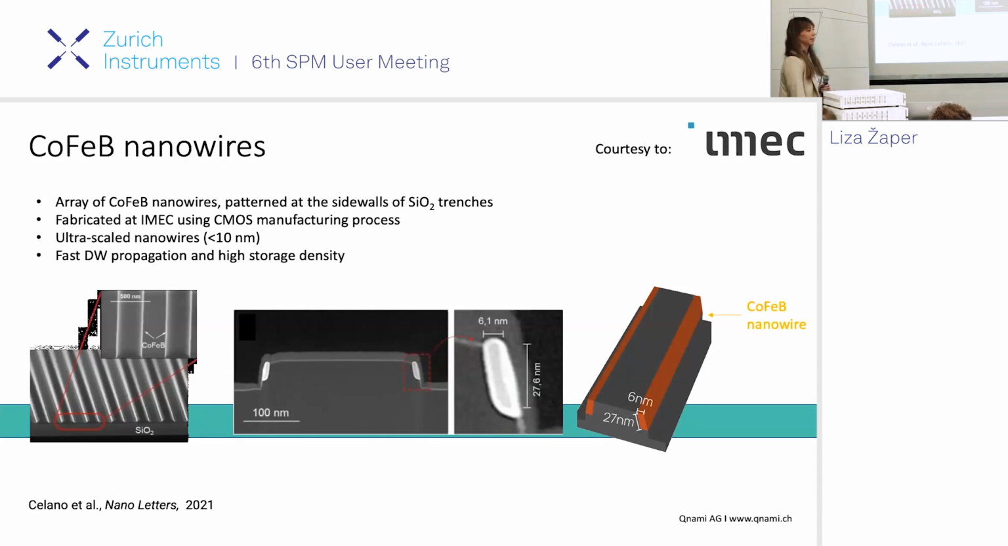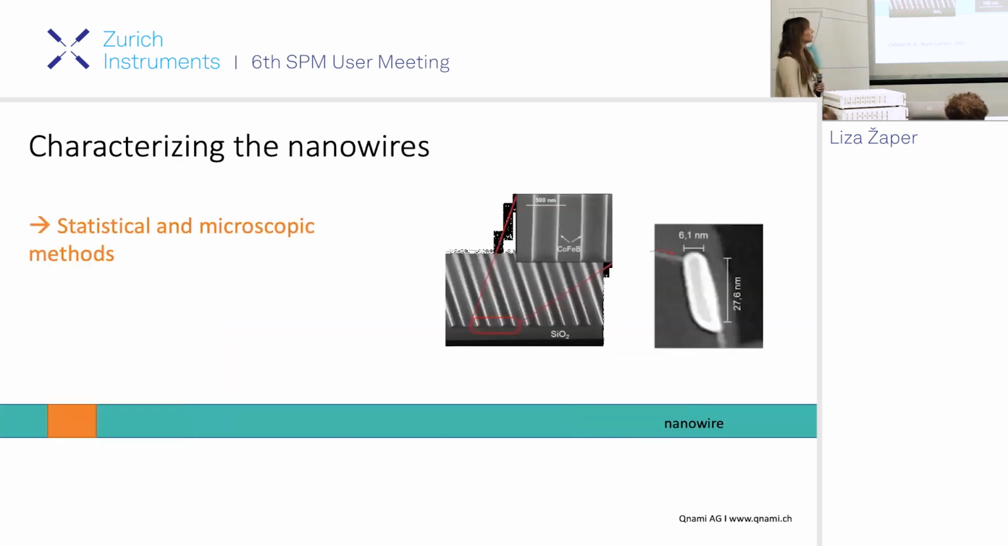So with this technique, they can basically improve the resolution of their nanowires while still using the standard lithographic techniques. This allows them to pattern the nanowires over large arrays, and they also have features of fast domain wall propagation and high storage density.